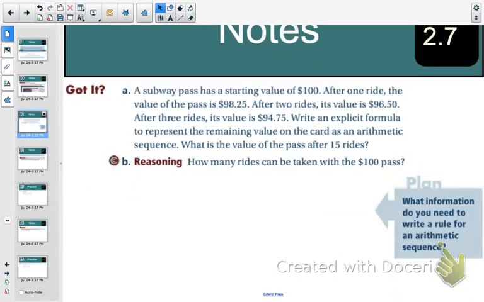Okay, so I'm going to have you try this one. It's talking about a subway. It has a subway pass, starts at 100. After one ride, it goes down to 98.25. After two rides, it goes down to 96.50. And three rides, its value is 94.75. So you've got to find the explicit formula. So find the common difference, and then find the value of the pass after 15 rides. Okay, so I'll let you try that, and then I'll do it as well. So go ahead and pause this in 3, 2, 1, pause.